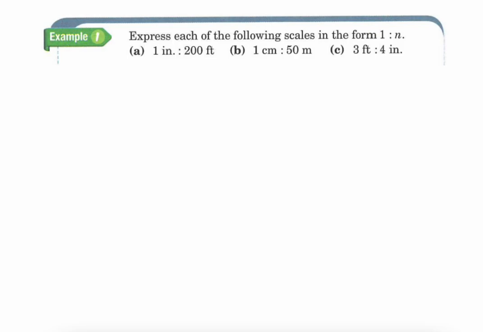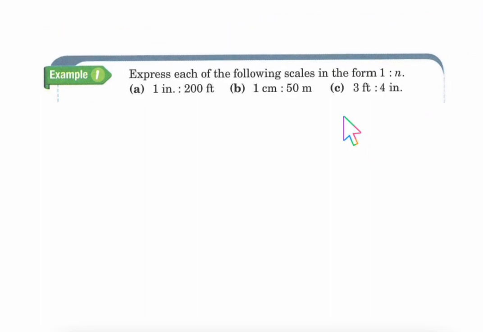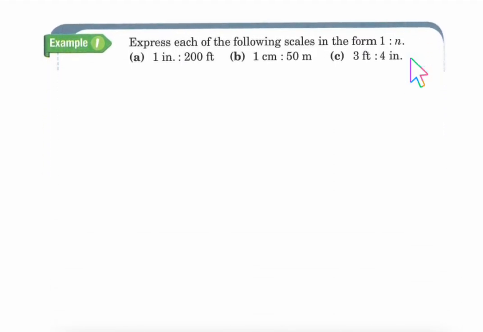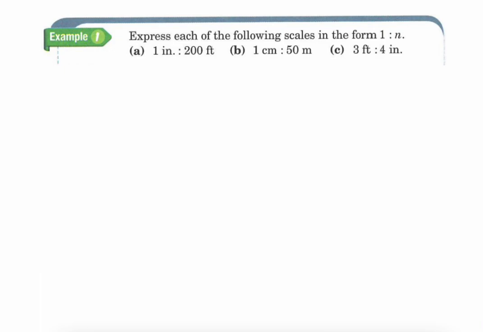Okay, let's take a look at example 1 from your book. They want you to express each of the following scales in the form 1 to n. So just like the map that we showed previously, 1 to whatever the equivalent is in that exact unit, 1 to whatever that number is. Okay, so for part A, I have 1 inch on my map or picture is corresponding to 200 feet. It's basically representing 200 feet.